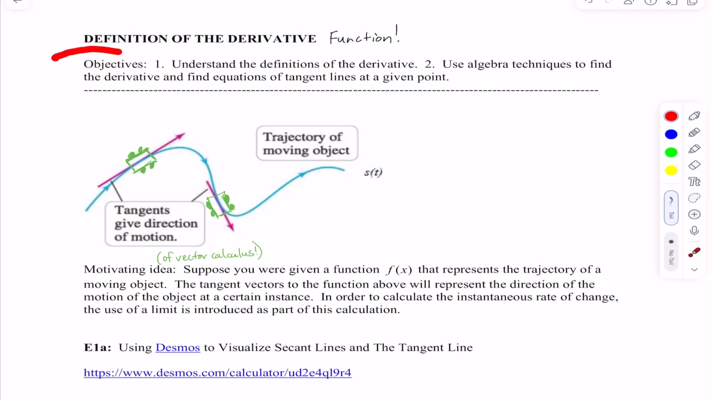All right, let's look at the definition of the derivative function. Our objectives are to understand the definitions of the derivative, use algebra techniques to find the derivative, and find equations of the tangent lines at a given point, or a given point of tangency.